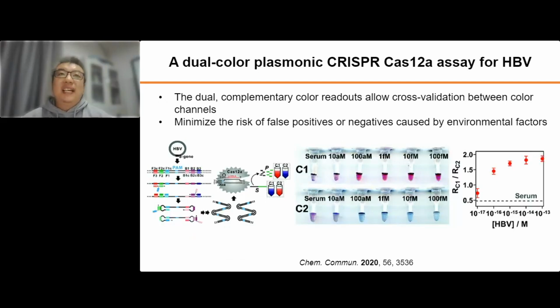So we performed this for different concentrations of HBV plasmid, and we find that indeed we have two color readouts. One thing is they can help to confirm the detection results. And the second, we can actually use the ratio of the two channels to get a quantitative readout to detect HBV with concentrations as low as 10 attomolar.